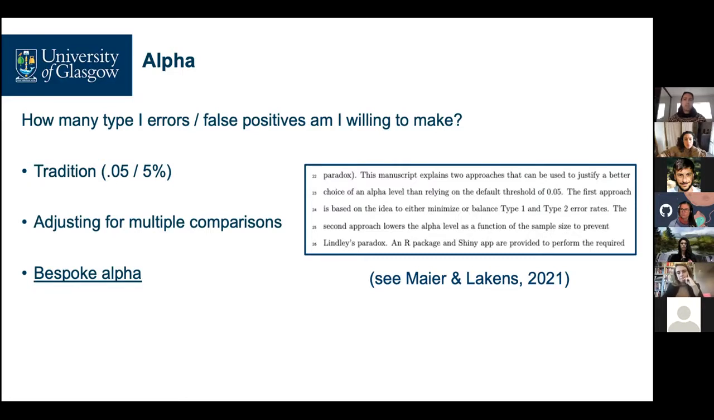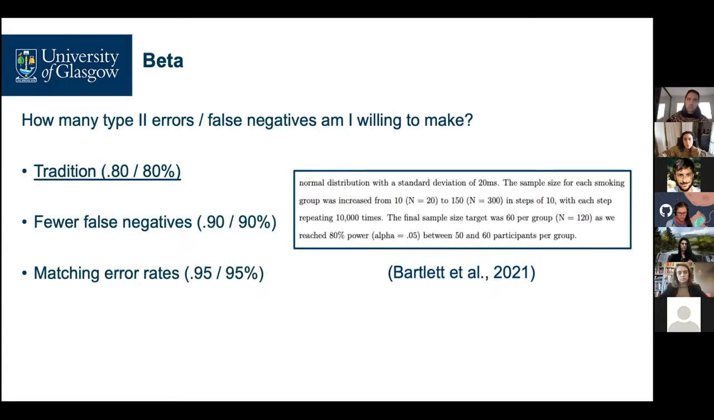And then the second one is decreasing it as a function of sample size. So Sarah mentioned big data. And there is something called Lindley's paradox, where once you get increasingly large sample sizes, even when the null is true, p-values below alpha are more common than above alpha. So one of the approaches there is, if you've got a huge sample size, you can decrease alpha to sort of counteract the increasing sample size.